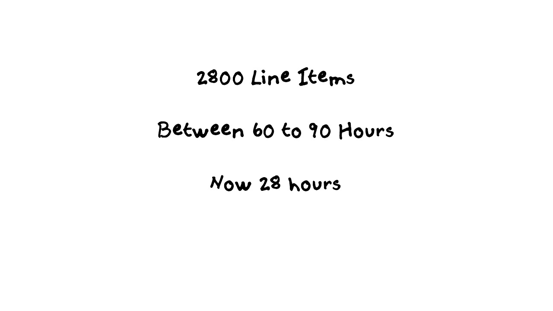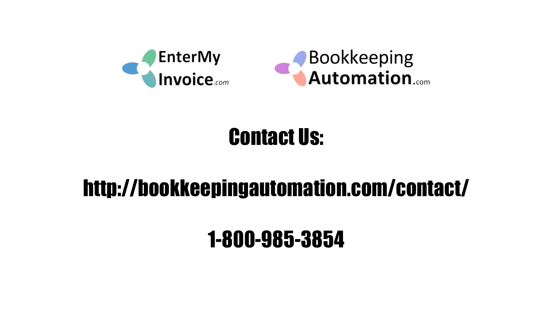So here's the scoop. We took 2,800 line items. As the accounting firm said, it took between kind of 60 to 90 hours, which was their estimate. We did it in 28 hours, and we didn't even know the client. So if you know your client, you'll probably get through it a lot quicker than that. And because we were able to automate a lot of the process and bulk code and everything, literally a third to a half of the time was removed from this process.